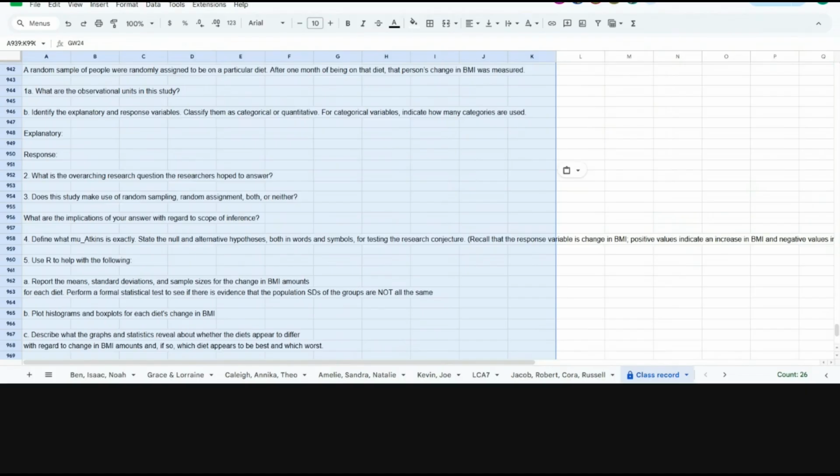Can I see your Atkins ranking? Because diet, yeah, diet is always the response to the explanation, and case is important. You can't say BMI to the Atkins, sorry, it's BMI to the diet, because that's the variable. Atkins is just one of the levels. That should work, doesn't it?